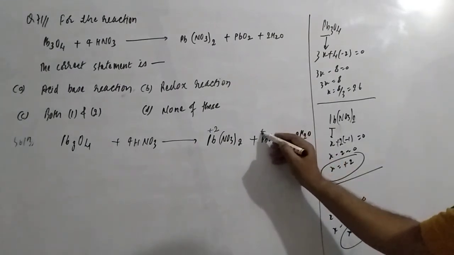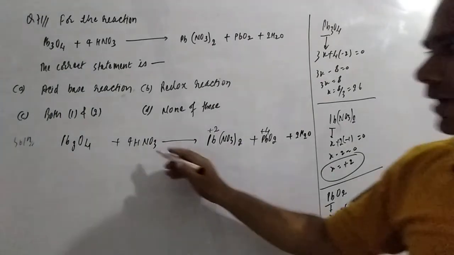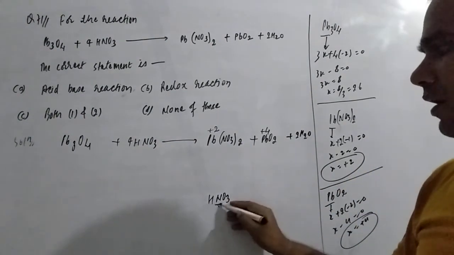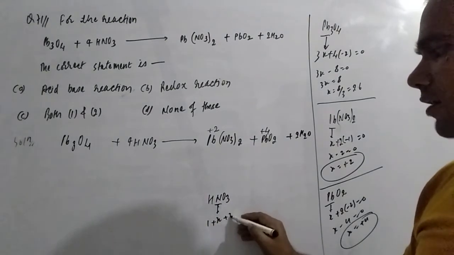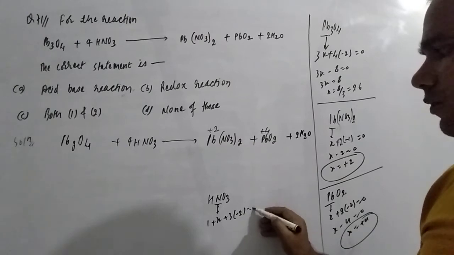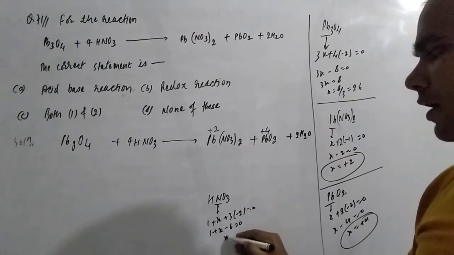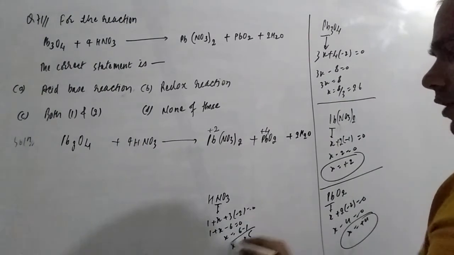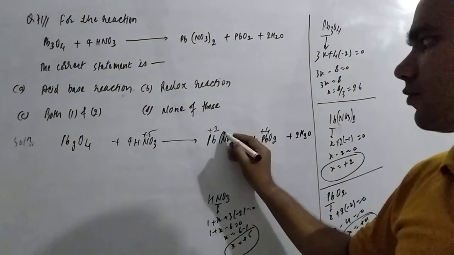Now let us check another thing. Here is +4. Now if you want to check nitrogen, here is HNO3. If you are taking HNO3, student, how much is coming? Nitrogen is X, hydrogen is +1, and 3 oxygen are there, each -2, equal to 0. So 1 plus X minus 6 is equal to 0. So X is equal to 6 minus 1. So X is equal to +5. So nitrogen here is +5.